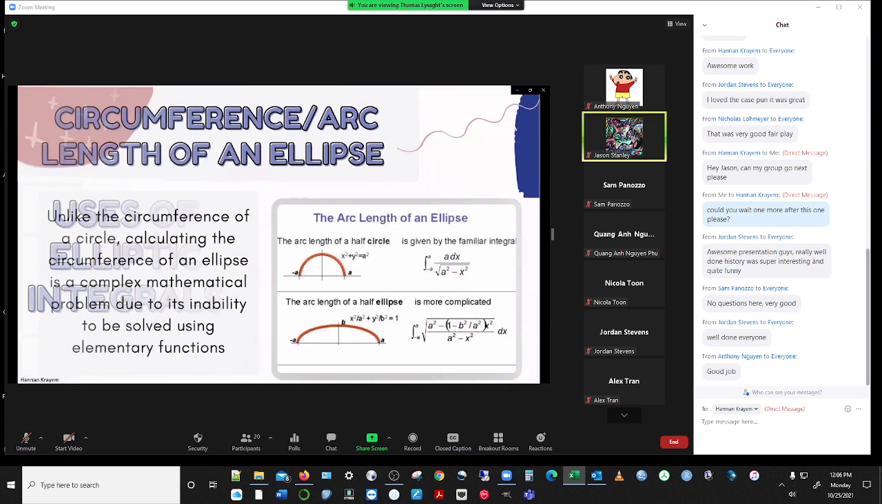The circumference or arc length of an ellipse. Unlike the circumference of a circle, calculating the circumference of an ellipse is a complex mathematical problem due to its inability to be solved using elementary functions. This means that linear combinations of trigonometric, exponential, or logarithmic functions alone cannot be used to solve this type of problem. Thus, elliptic integrals of the first kind are introduced as a means to compute the circumference or arc length of an ellipse.